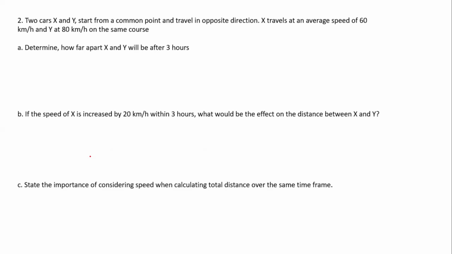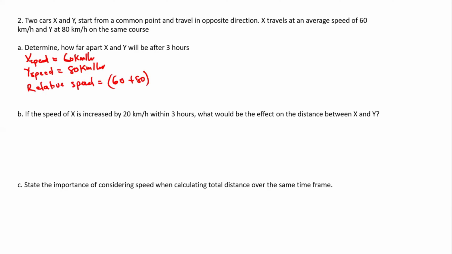So now let's represent the speed of X as X speed equals 60 km per hour. Y speed equals 80 km per hour. Since they are traveling in opposite direction, you find their relative speed. Their relative speed will be equal to 60 plus 80 km per hour, and that gives us 140 km per hour. So that's their relative speed.